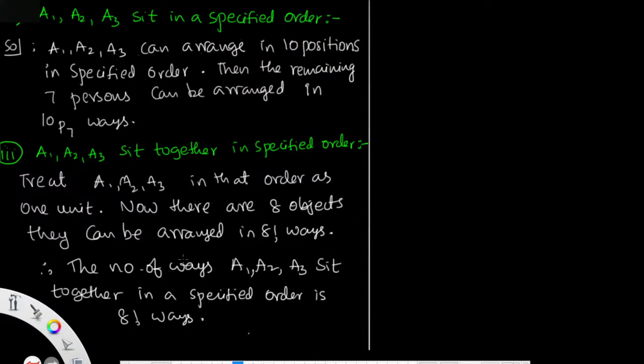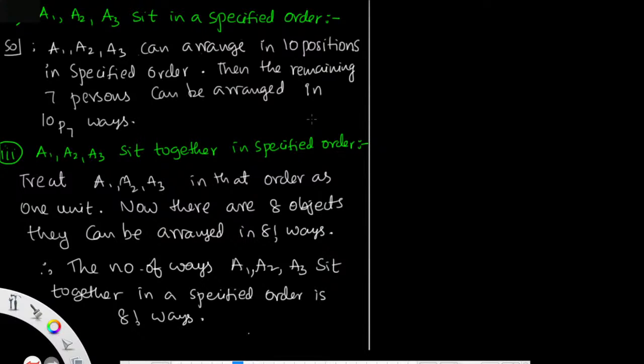So A1, A2, A3 can be arranged in how many positions? 10 positions; anyone can sit in the 10 positions. The 3 persons left over, how many remain? 7 persons. So for the 7 remaining persons, the 10 positions can be filled in 10P7 ways. This is the specified order.